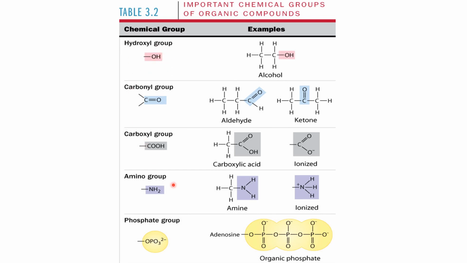And also, if there are certain groups like the amino group that's going to be associated with a specific biological molecule like an amino acid, which amino acids are going to be what makes up the proteins. And phosphate groups are important because they hold a lot of energy in their bonds that allow us to power our bodies.